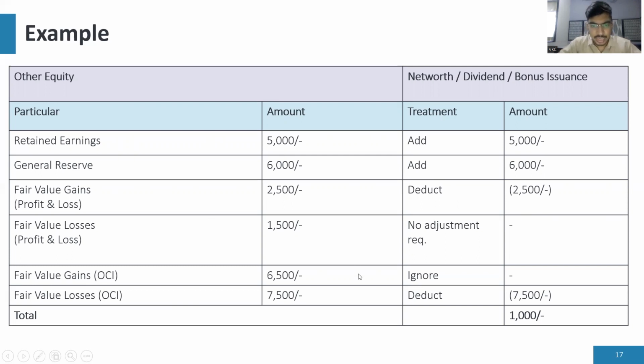However, things change when you go to OCI, because here you need to understand that the general reserve or retained earnings is already impacted by my FVTPL gains and losses, but FVOCI has not impacted them. FVOCI is shown separately. It's a separate part, though it is impacting my entire equity, but not the general reserve or retained earnings. So here I would ignore fair valuation gains because I don't want to consider them, but I want to consider fair value losses, so I will deduct them. That is all the discussion. So in this basic example, when I talk about how much reserves are available for you to declare dividend or issue bonus, or what would be considered as part of your net worth, it would be 1,000 rupees only. That is what our stand is.